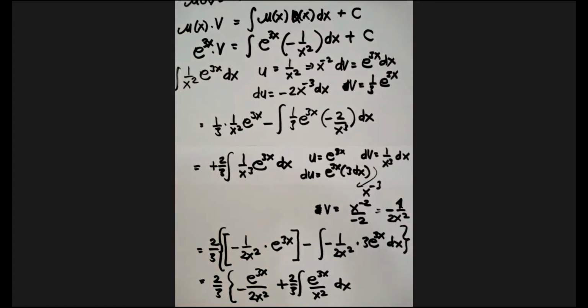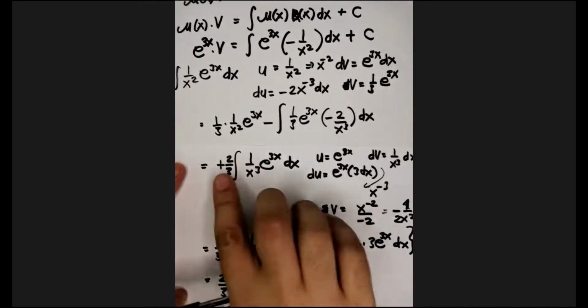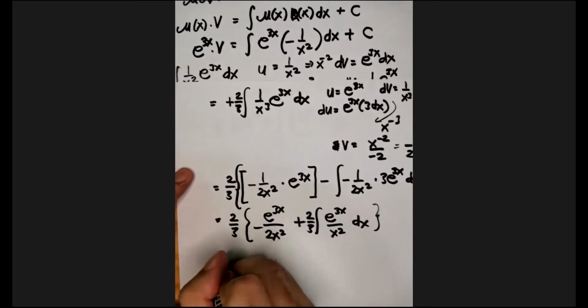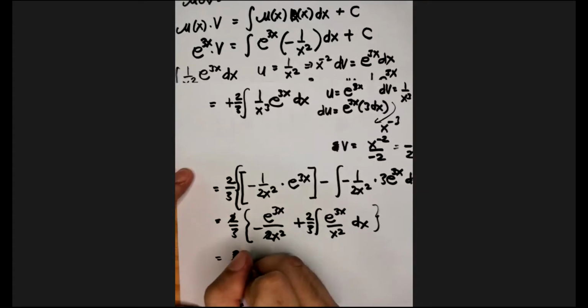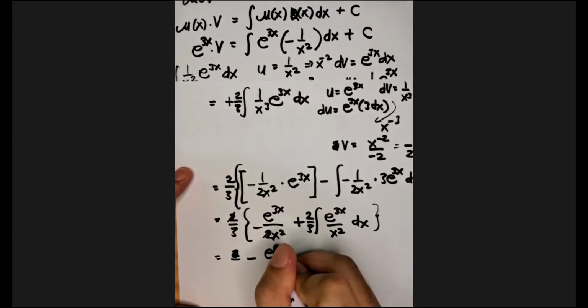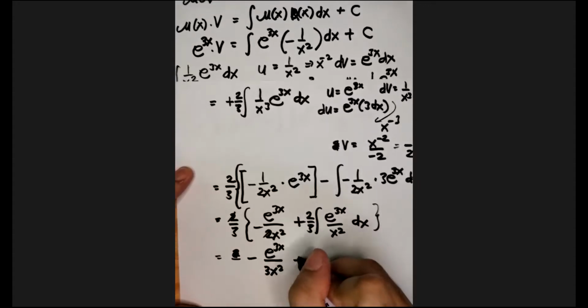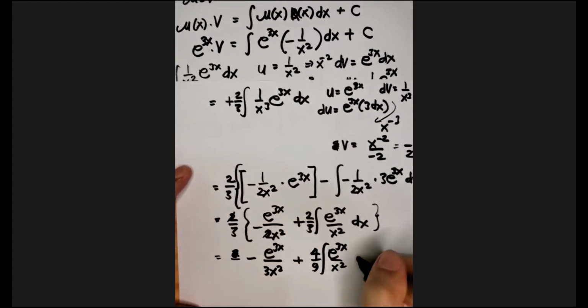Okay, ang mangyayari kasi dito niyan ay hahaba na hahaba. Ito kasi, so ito ay sagot, ang sagot dito is this one. Ayan, ang sagot dito ay ito. Okay, if I will distribute na yung 3 halves, so magiging 3 over, cancel ito. So magiging palang 1 negative e raised to 3x over 3x² plus 4/9 the integral of e 3x over x² dx.